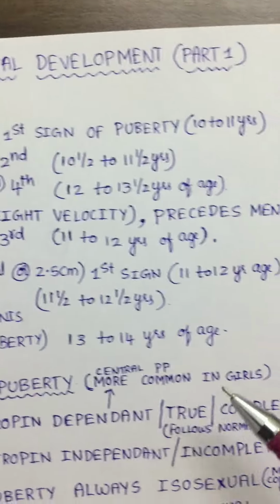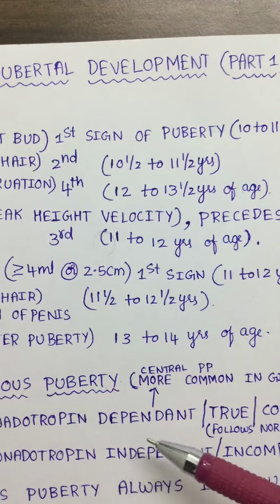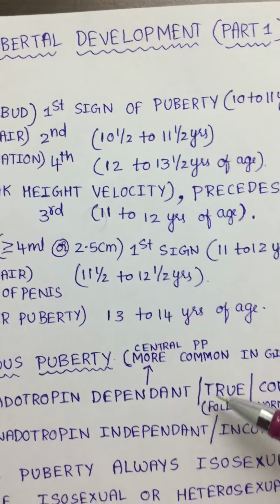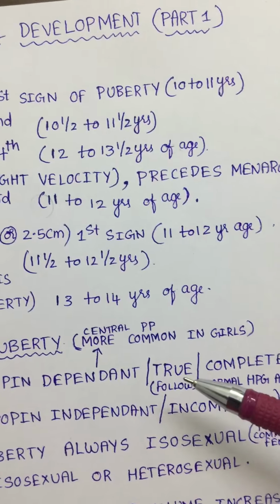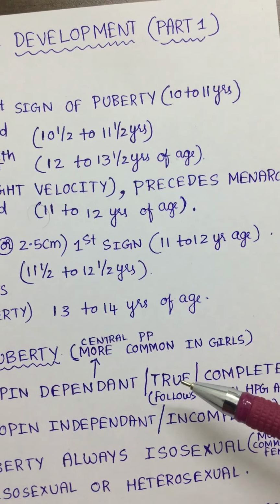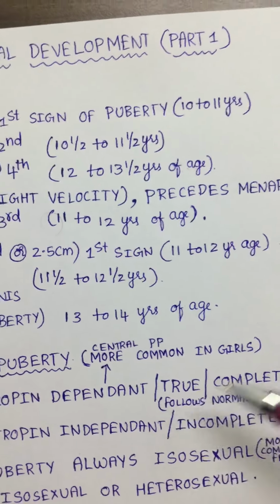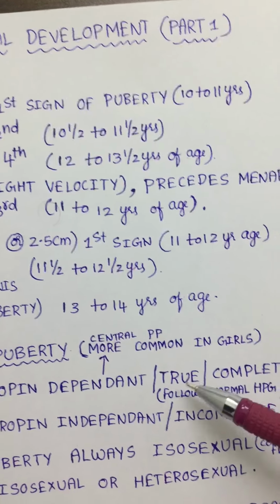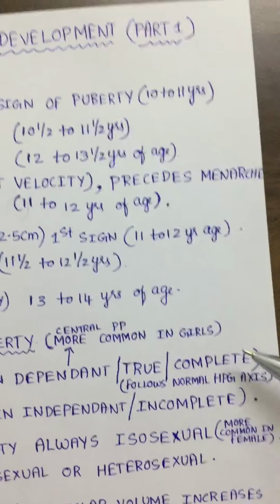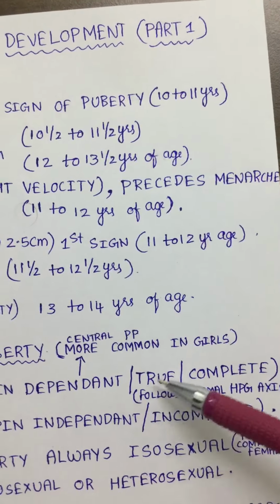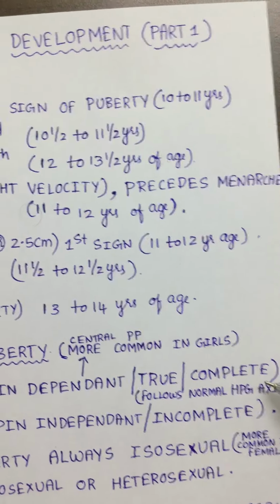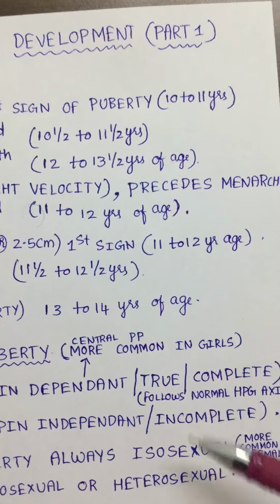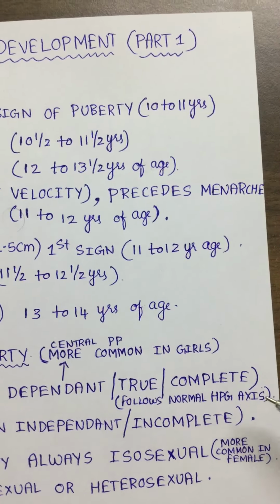Central precocious puberty is more common in girls. It is also called true precocious or complete precocious puberty, because it follows the normal HPG axis.